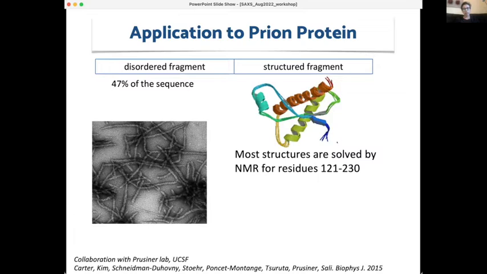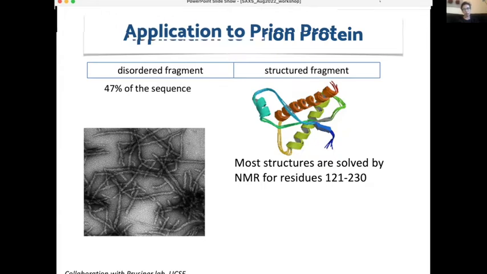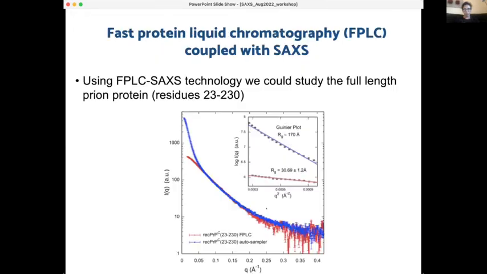Now, let's go to an extreme example. This example is a prion protein, and this is 50% disordered. We know that the monomer is basically disordered, and it only has the structured fragment of 3 helices. It's also not very tightly packed. Those are NMR structures. To get SAXS data, we obviously had to use FPLC SAXS technology, otherwise it aggregates. Here you can see the difference: red is monomer and blue is the one that aggregates without FPLC.